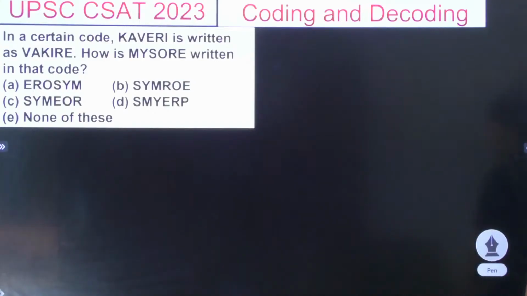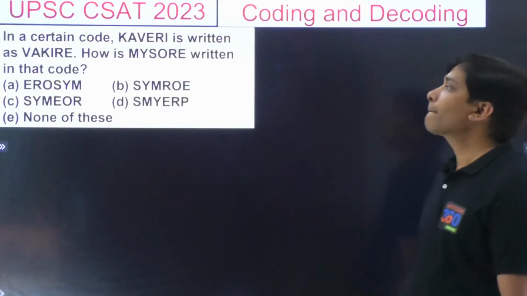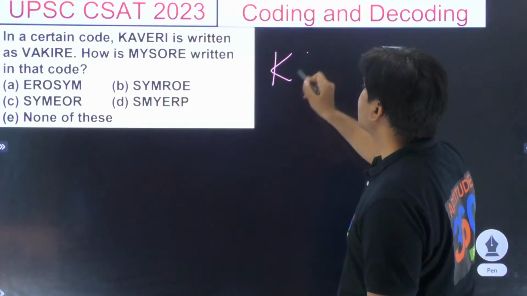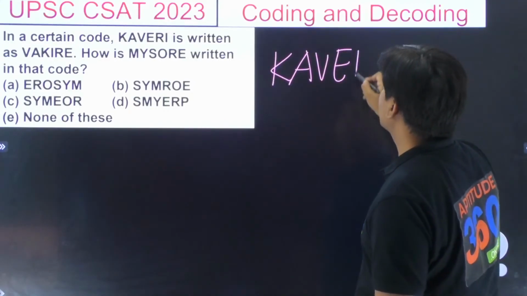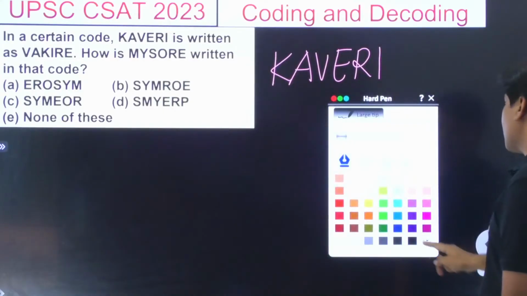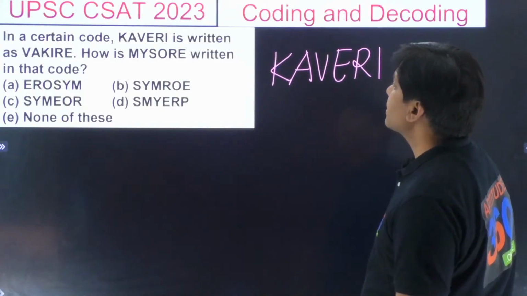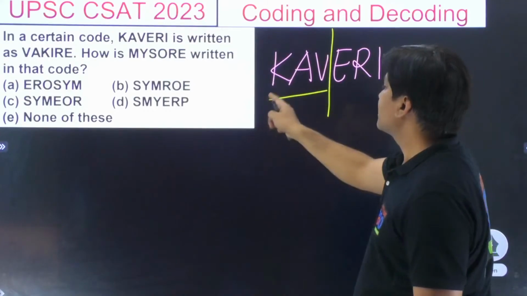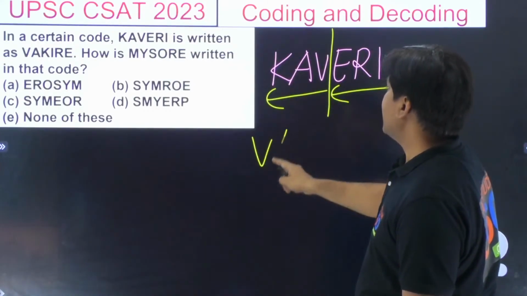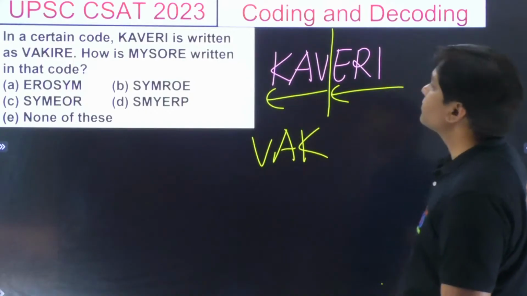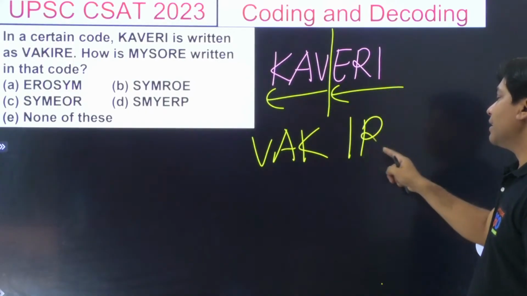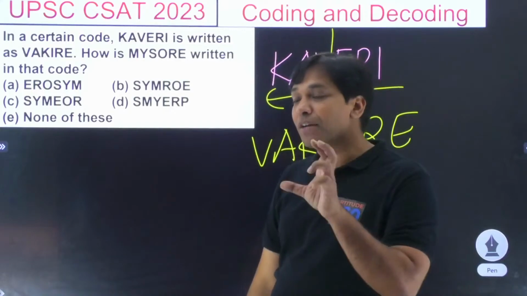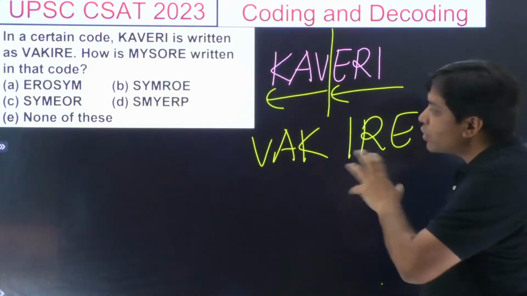This one is pretty simple. Kaveri is written as V-A-K-I-R-E. Did you understand this? If alphabets are the same, then something is happening with their positions.